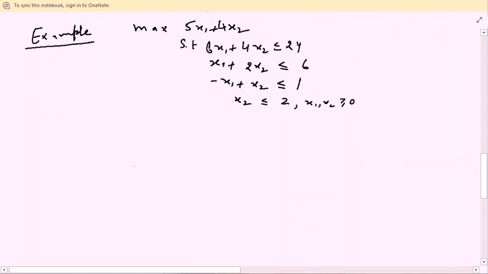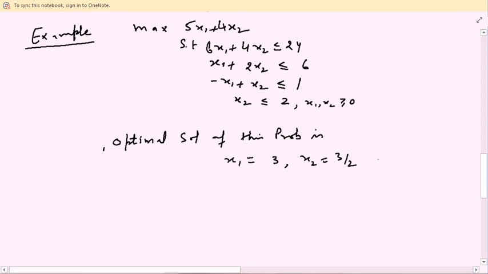Now suppose we are able to solve this problem, and the optimal solution of this problem is x1 equal to 3, x2 equal to 3 by 2 with z equal to 21. So 3 comma 3 by 2 is the pair which is the optimal solution of this problem.